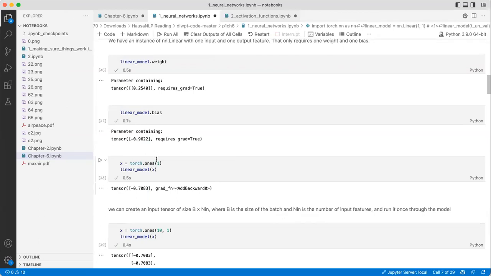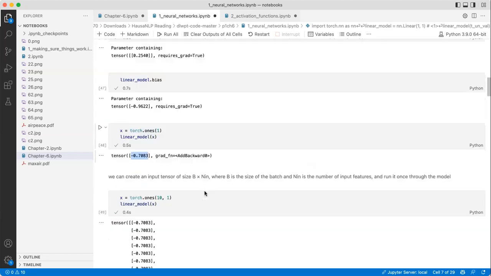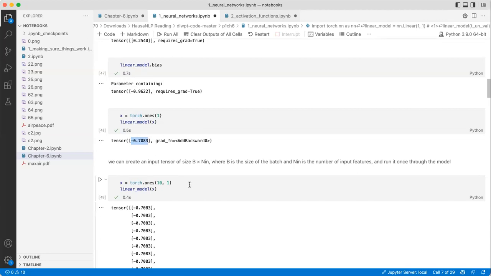So here we are just trying to create a tensor of ones, and we print it, we can see it here. Then we pass our model over it. That's why we have this. But generally we don't do that. Okay, we create an input tensor of size B.